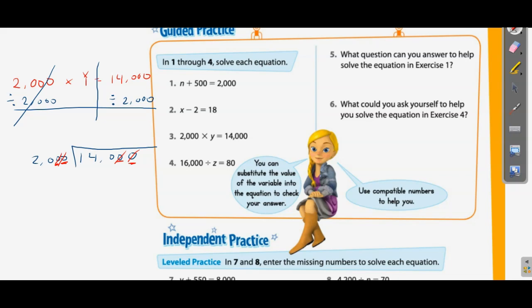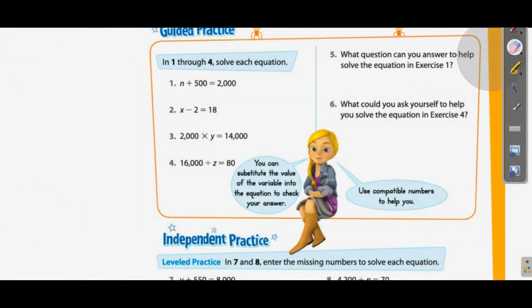Right now I have 140 divided by 20. Over here, cross out the 0. In the hundreds place, other 0 here. And look, I'm just left with a basic fact. 14 divided by 2. And then that's going to give me 7. So right here, y equals 7 for number 3. So that was it for question 3.